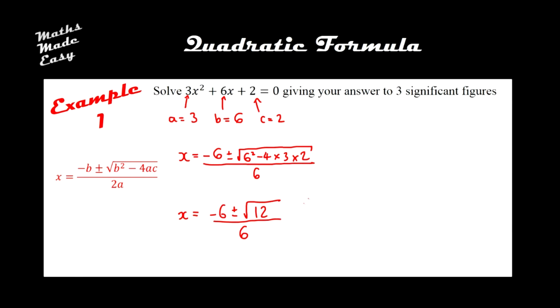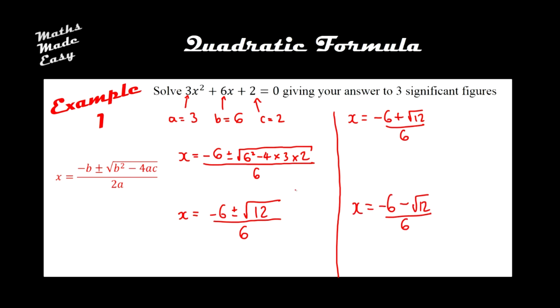What we do then is separate this out into our two solutions. So there's a plus solution and a minus solution. So x equals negative 6 plus square root 12 over 6. This is one solution, and x equals negative 6 subtract square root 12 over 6. So what I've done here is copied the last step out again, only one time I've ignored the negative sign, and the second time I ignored the plus sign. This gives you your two solutions.